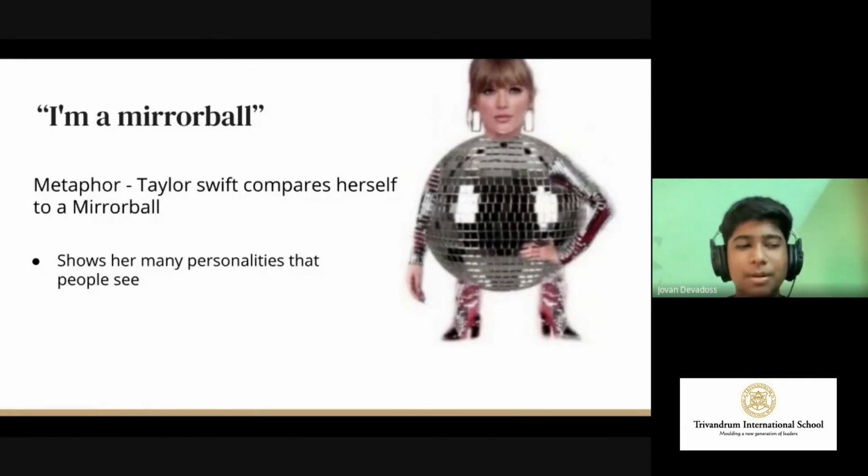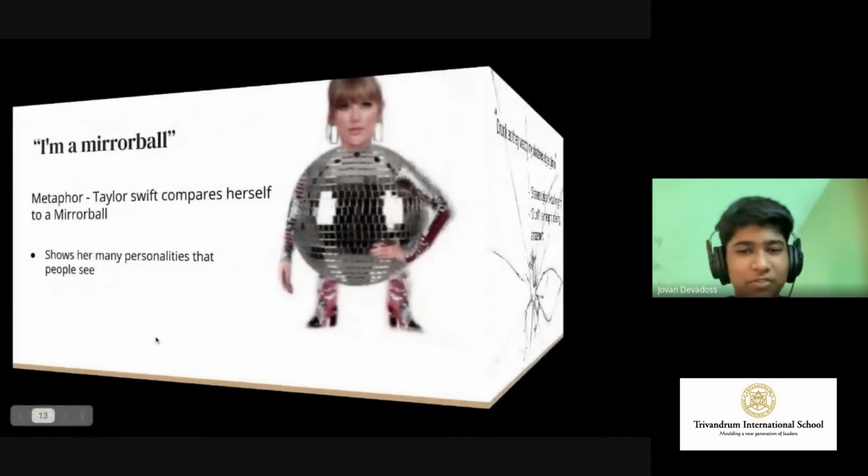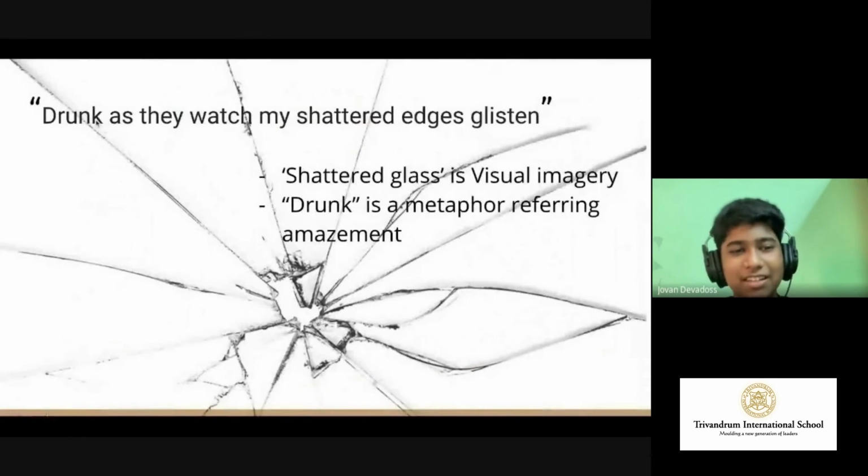So she's a very prominent public figure, right? People see her many personalities that she wants the public to see, and also her partner. So the next line is "drunk as they watch my shattered edges glisten." Shattered glass is visual imagery, and it again shows shininess. They watch her edges glisten, like the press and stuff. Drunk is a metaphor referring to amazement. She's so amazed and in awe that she feels as if she's drunk.